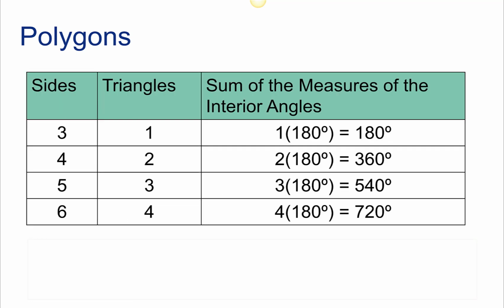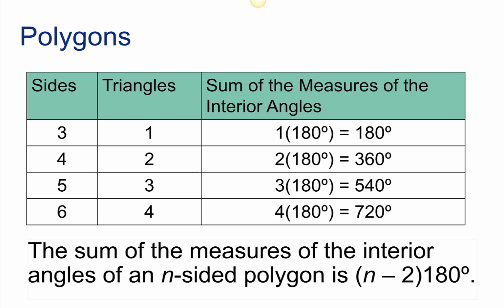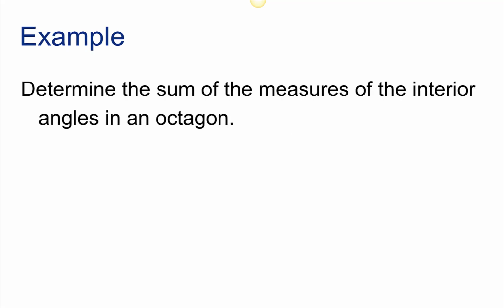Now, the sum of the measures of the interior angles in a polygon is given by this formula, n minus 2 times 180. And so we see for a triangle, n would be equal to 3. 3 minus 2 is 1. And so the sum of the measures of the interior angles in a triangle is 180 degrees. Likewise, for a quadrilateral, 360, and so forth. But you want to remember that formula, n minus 2, where n is the number of sides, times 180 gives you the sum of the measures of the interior angles of that polygon.